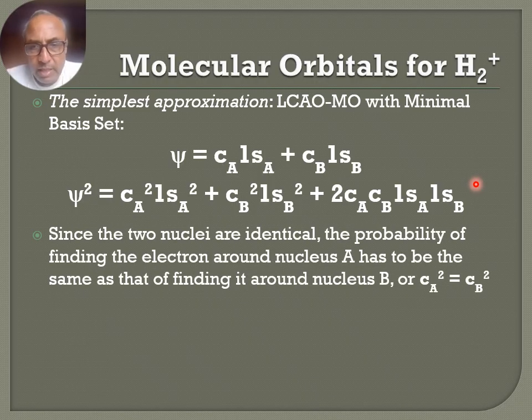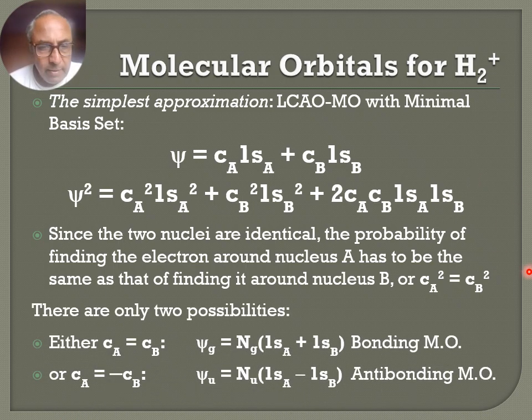Since the two nuclei are identical, the probability of finding the electron around nucleus A has to be the same as that of finding it around nucleus B. Therefore, Ca squared is equal to Cb squared. There are only two possibilities. So either Ca is equal to Cb, which leads to the bonding molecular orbital 1sa plus 1sb, or Ca is equal to minus Cb, which leads to the anti-bonding molecular orbital 1sa minus 1sb.